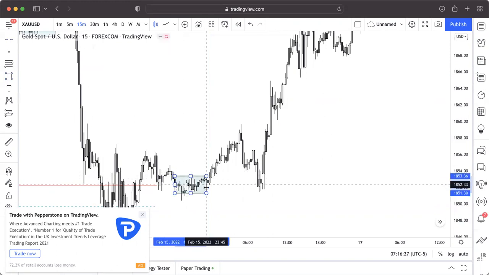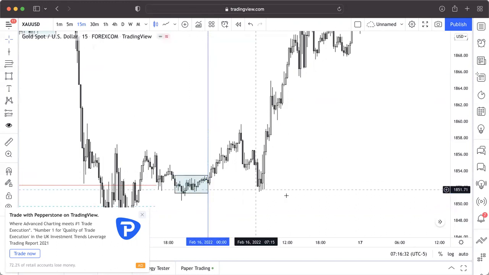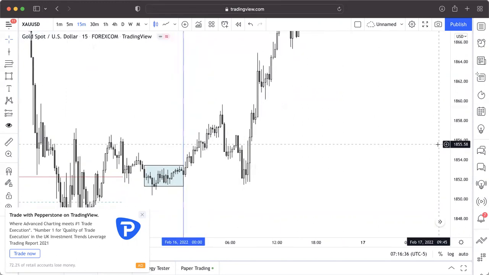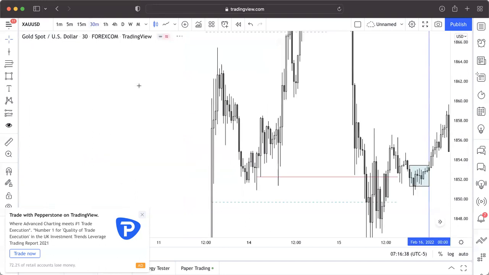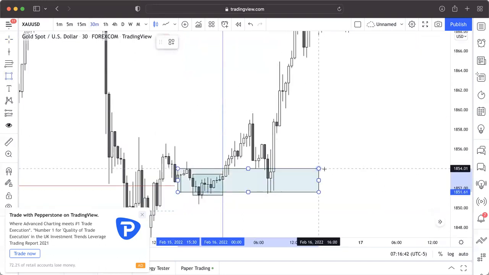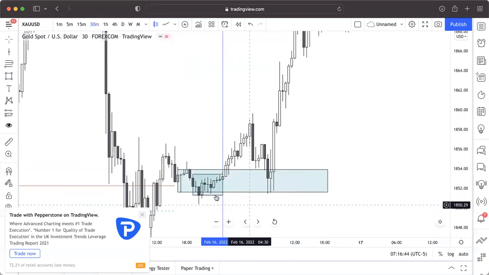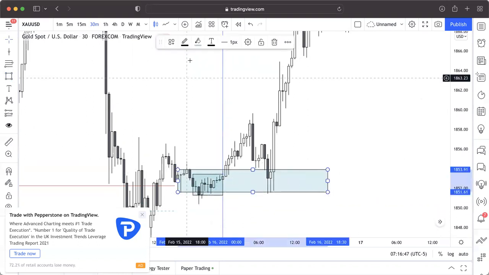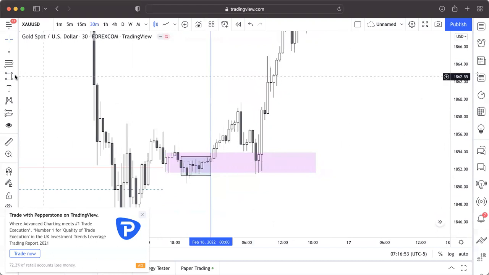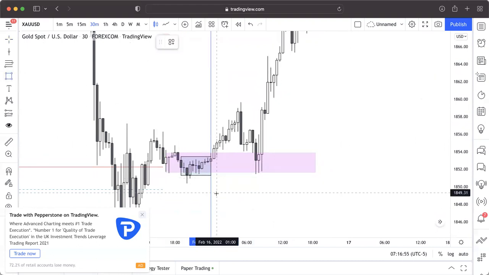So this was the range right there, and in this particular setup, this was actually the breaker in this case. So that's where the market came back. And if you look at the key zones in the market, we probably had something like this going on.